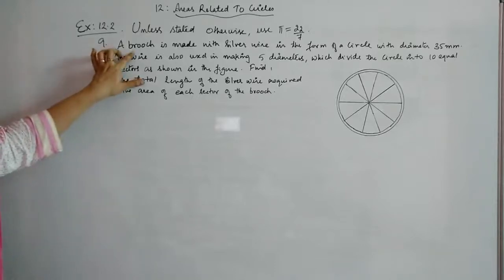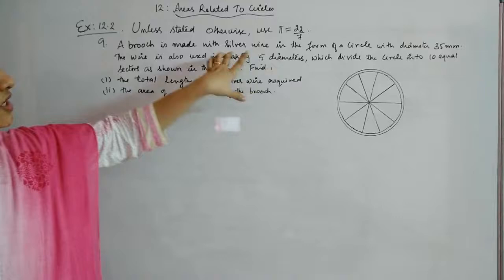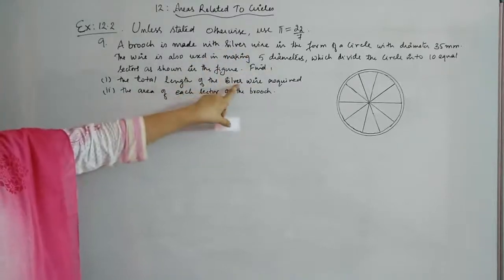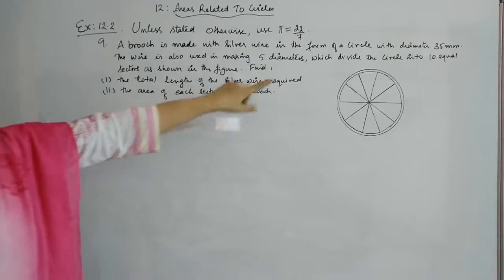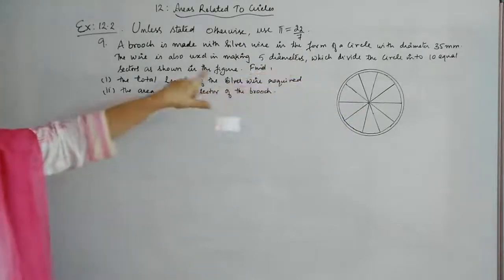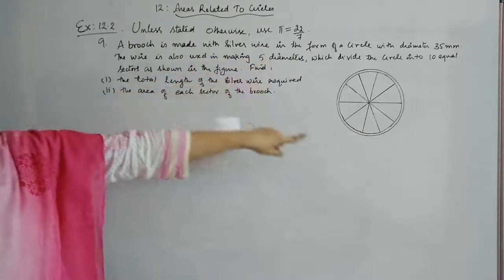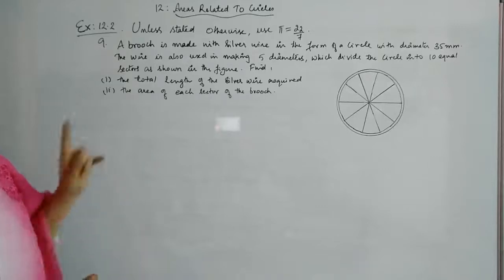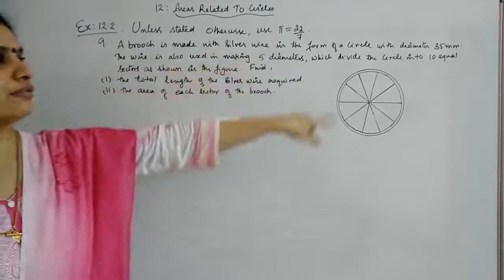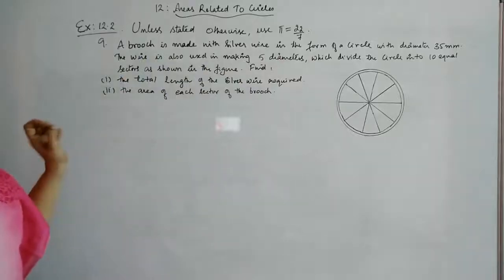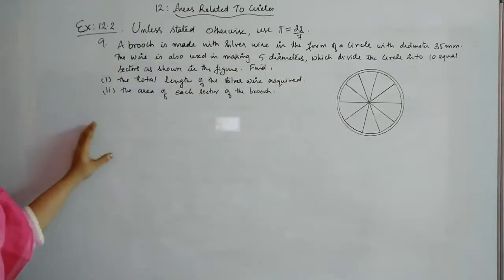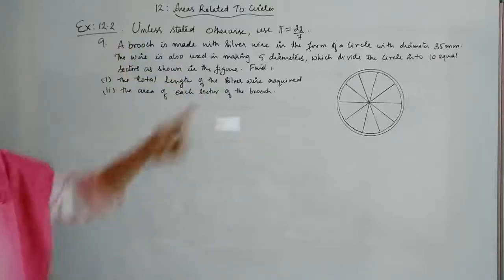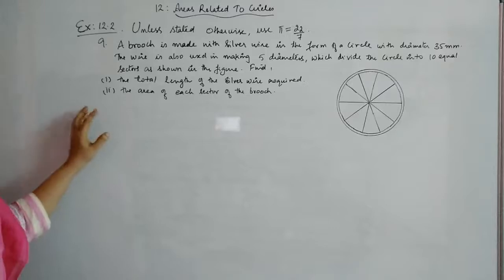Now this brooch is made up of silver wire. In which places they are using that silver, we need to know. That means you have to find out the total length of the silver. First they are using it around the circle. The form of a circle means that will act as the circumference of the circle, so you need to find that out. The wire is also used in making 5 diameters, so the length of 5 diameters will also be found out. That means 5 into the length of one diameter, 35. Those two should be added to get the total length.